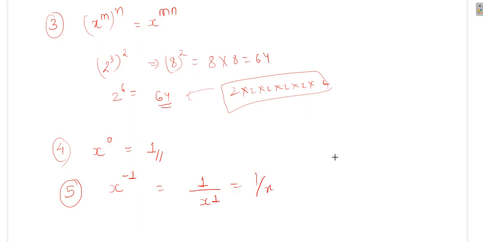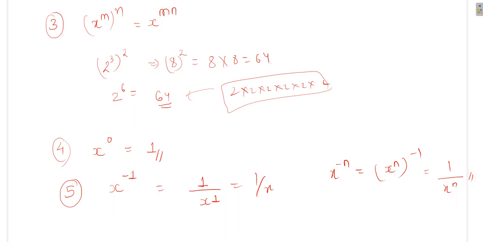So if the question would be x power minus n, then you would write x power n, power minus 1. Since it is inverse, the result would be the reciprocal of whatever the value is inside the bracket. So it is 1 upon x power n. So this is the fifth property.